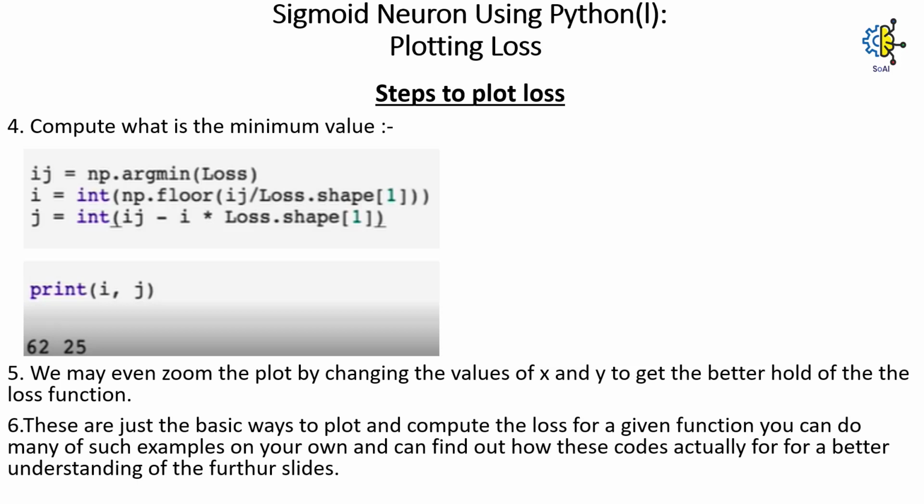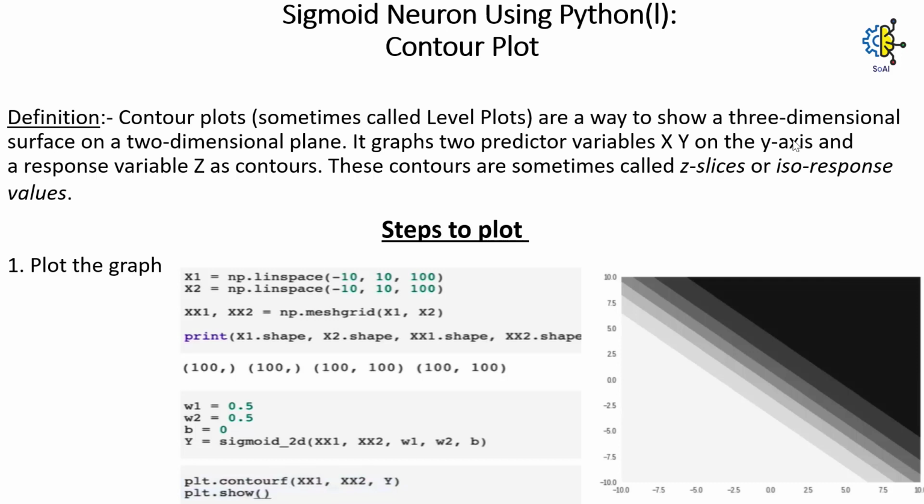When we move to the fifth statement, we may even zoom the plot by changing the values of x and y to get a better hold of the loss function. These are just the basic ways to plot and compute the loss for a given function. You can do many such examples on your own and find out how these codes actually work, for a better understanding of the further slides. Sigmoid neuron using Python.